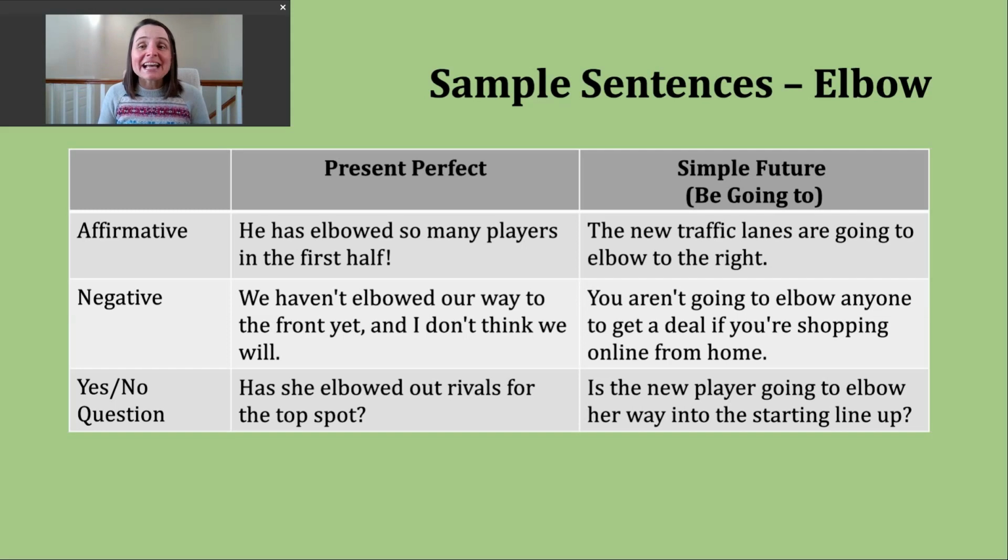Now, let's look at making a yes or no question in the simple future. To do this, we start with a form of be, so am, is, or are. Then we have our subject, then going to, and the base verb. Here's another example. Is the new player going to elbow her way into the starting lineup? So this might be that kind of push aside, try and get a starting spot on this particular team.